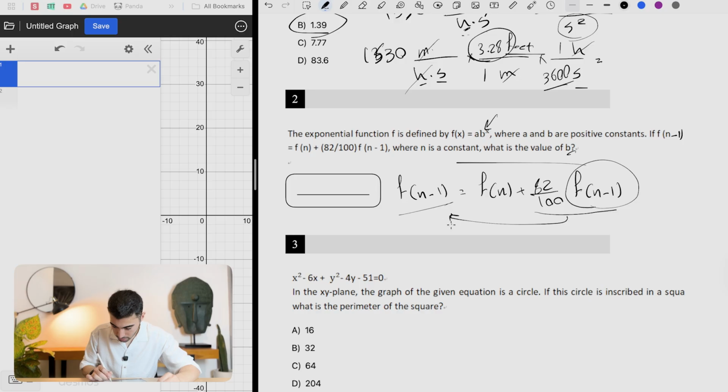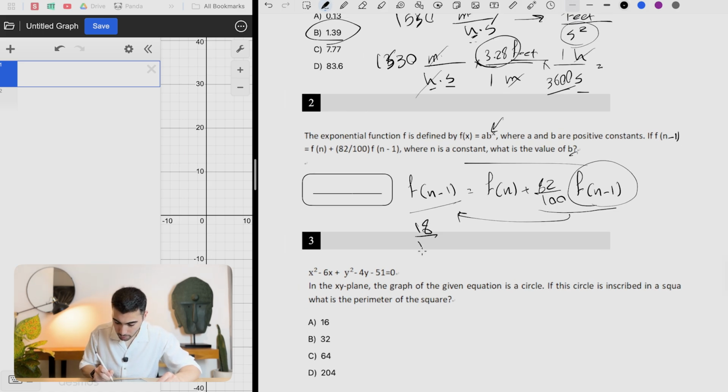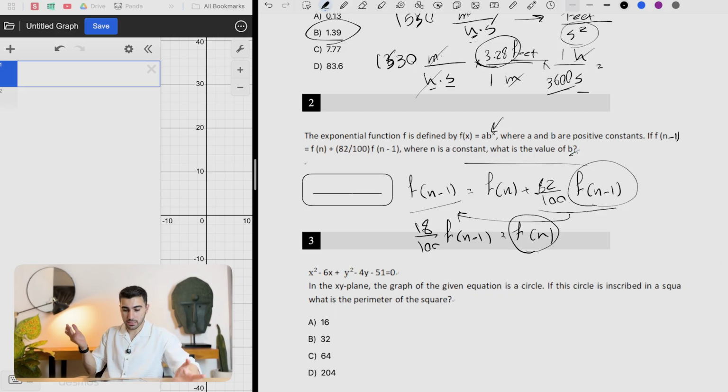We can move this to the other side, so that's going to give us f of n minus 1 minus 82 over 100 f of n minus 1, which is going to be 18 over 100. So 18 over 100 f of n minus 1 is equal to f of n, right? And now what is f of n, which is f of x basically? Rather than n, let's just substitute x there. It's the same thing. It's going to be a b to the power of x, or a b to the power of n. Doesn't matter.